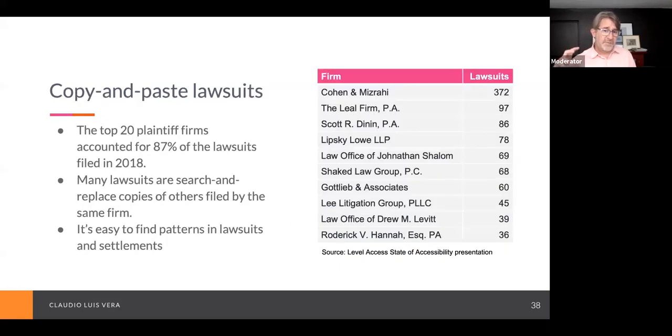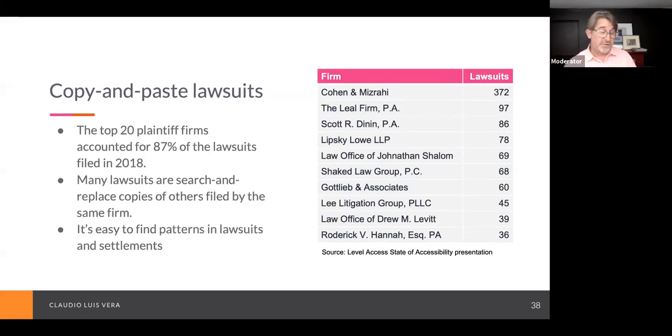So there are some law firms that are incredibly active when it comes to filing lawsuits. The top one is Cohen and Mizrahi out of Brooklyn, New York. In 2018, they filed 372 cases. Last year, the caseload was about 1 hour that were being submitted to federal courts. So the top 20 firms, plus a couple that didn't quite make it into the list here, accounted for 87% of the accessibility lawsuits that were filed.